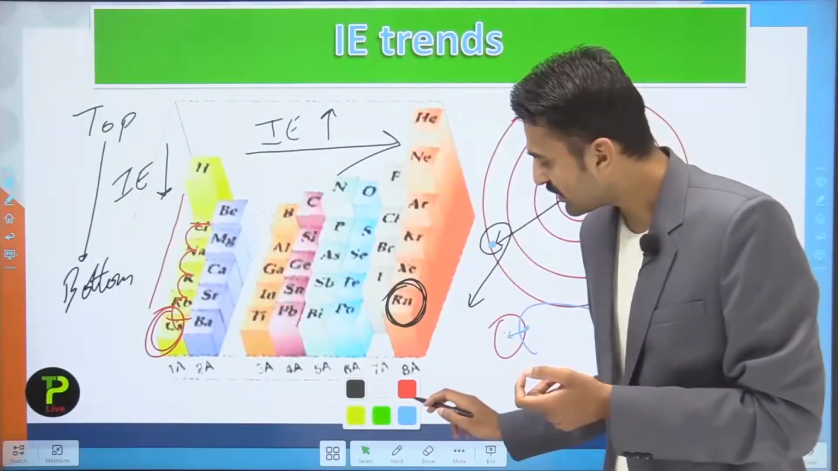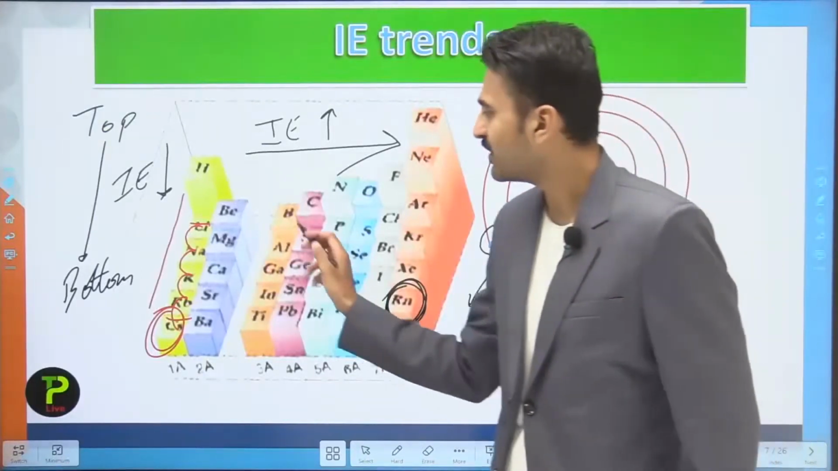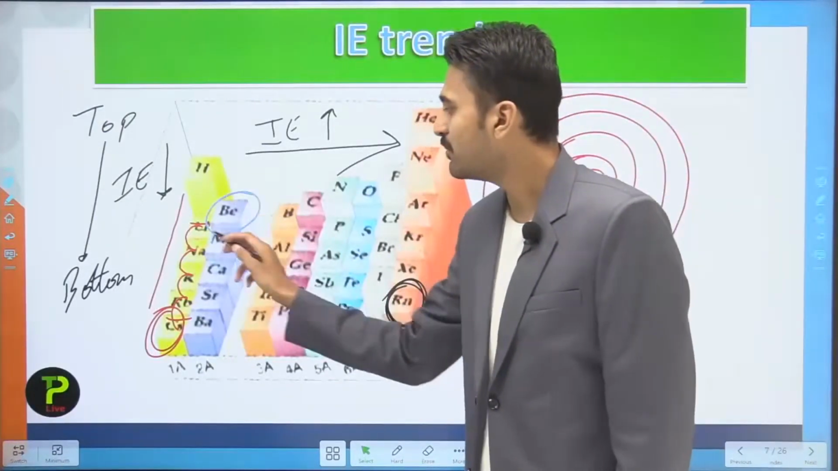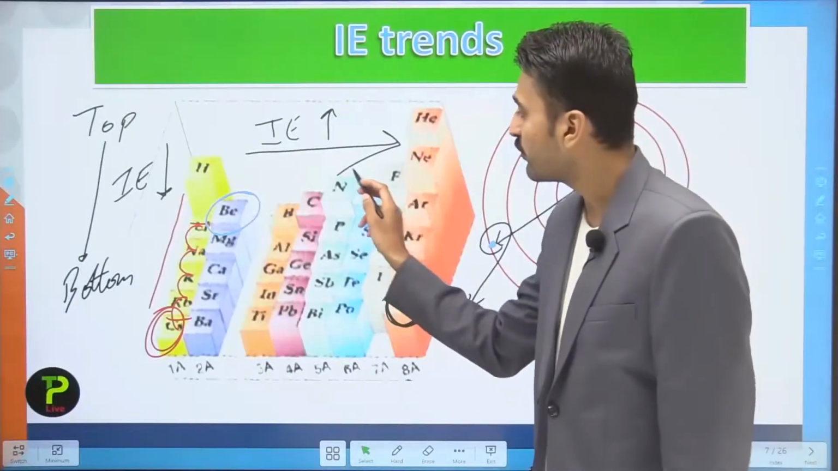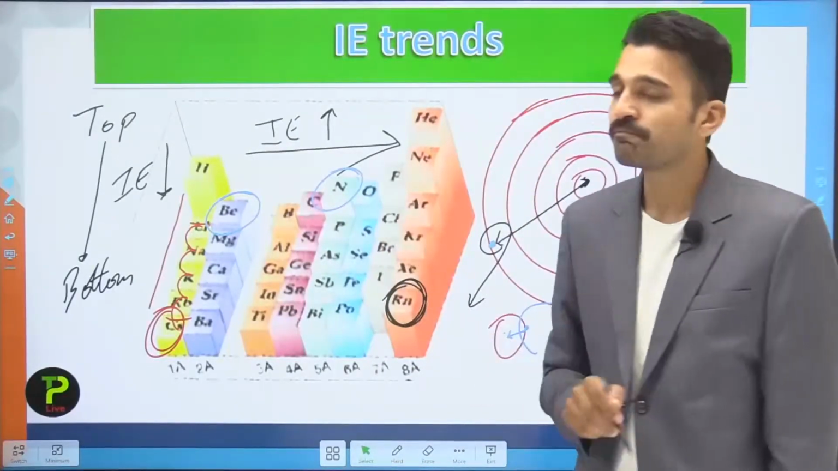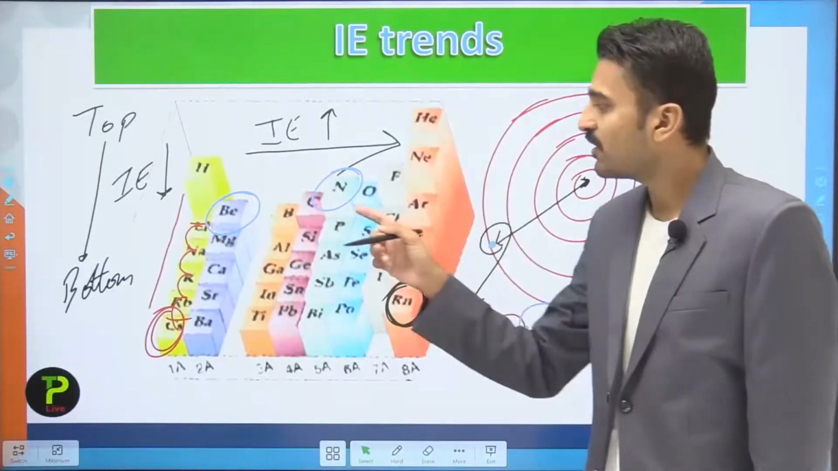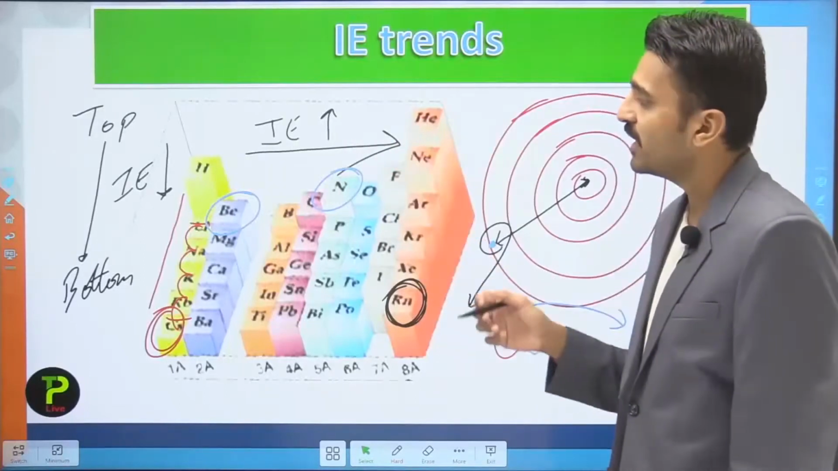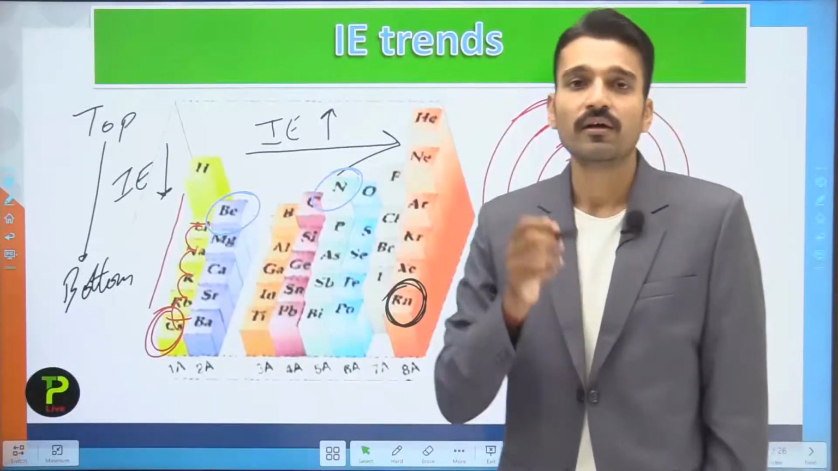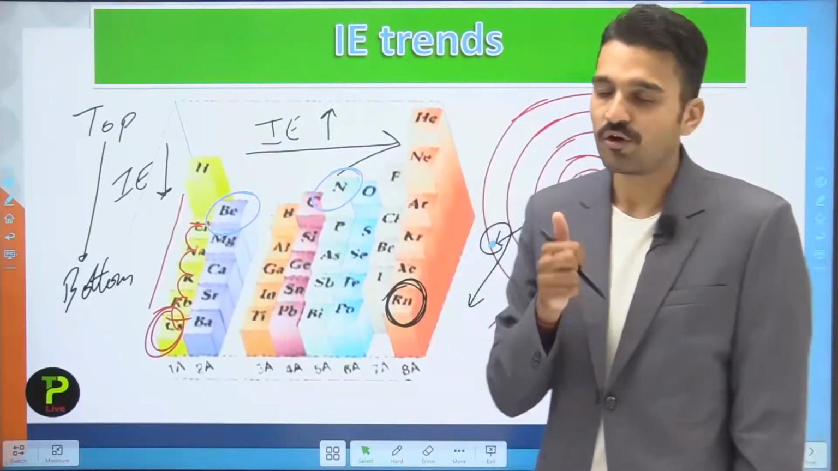So what are these exceptions? You can clearly see that the ionization energy for beryllium is higher than that of boron, while the ionization energy of nitrogen is higher than that of oxygen. So these are some of the exceptions. Otherwise, the trend for ionization energy moving in a period is increasing order.